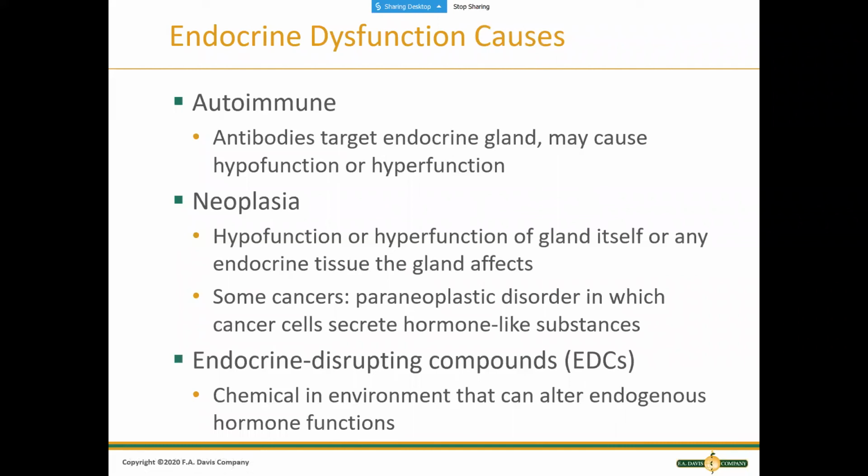We also have different causes like autoimmune. Probably the most common thyroid problem is Hashimoto's thyroiditis. That's an autoimmune. Hashimoto's is an autoimmune, means your own immune system has attacked your thyroid. Type 1 diabetes. Type 1 is autoimmune. That's when your own immune system attacks your pancreas.